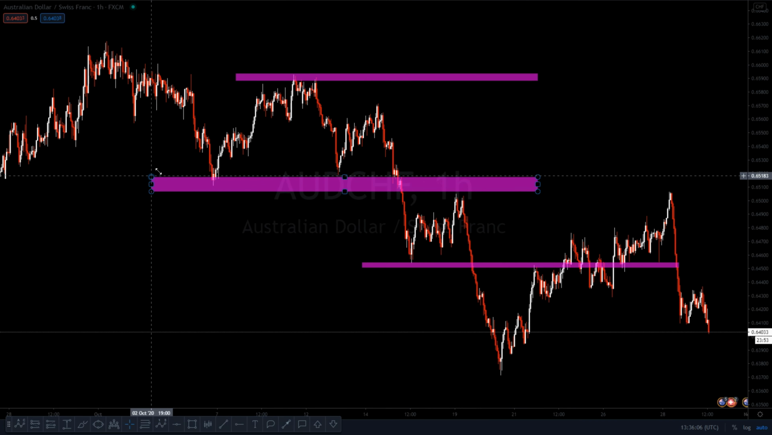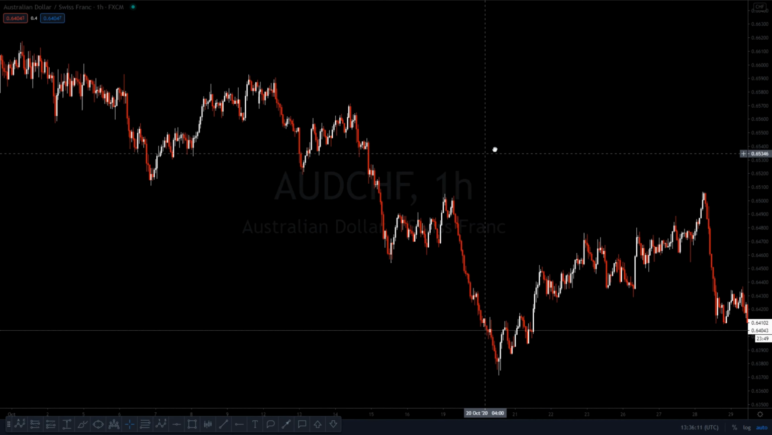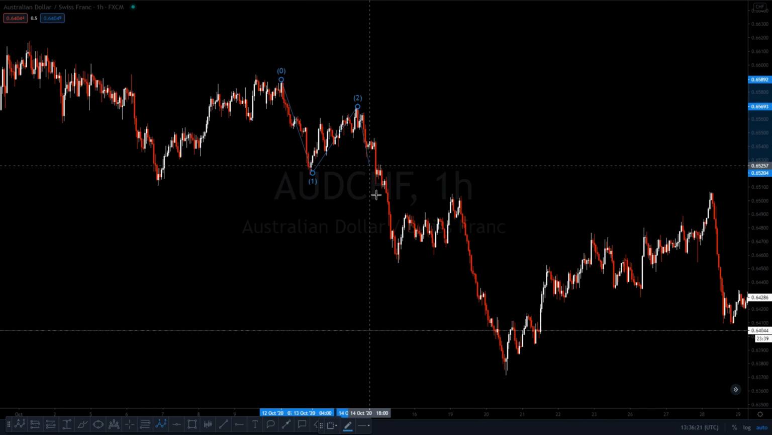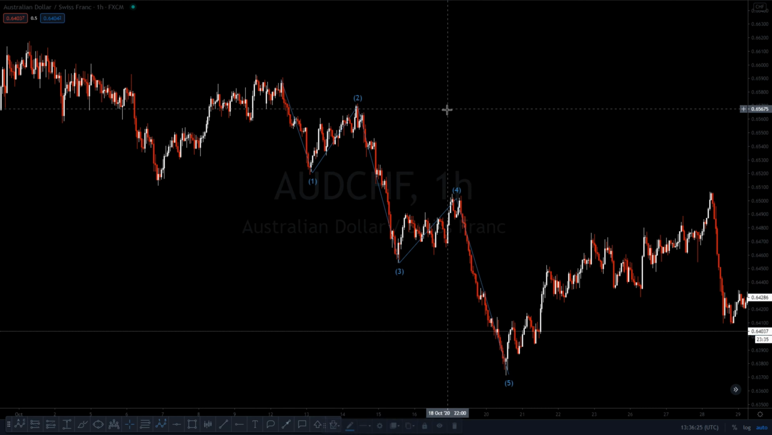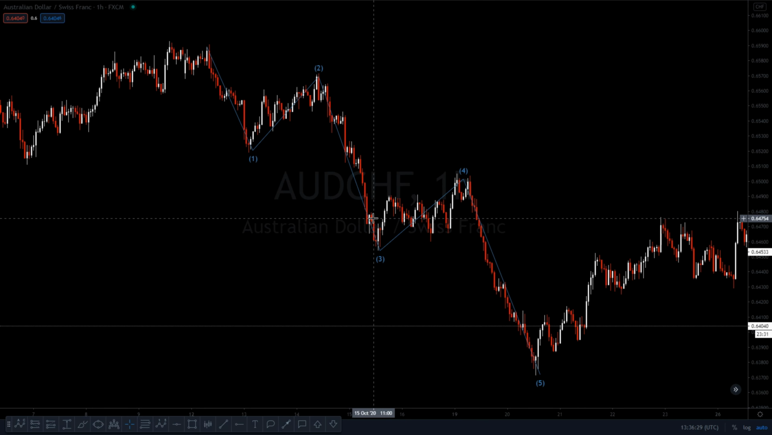So let me get rid of them so that I can explain to you this Elliott wave theory, right? So this is Elliott wave. Now this is where the move started. You see that? So this is a 1 to 5 move. 1, 2, 3, 4, 5. You see that? So that's what we call an Elliott wave move, right?